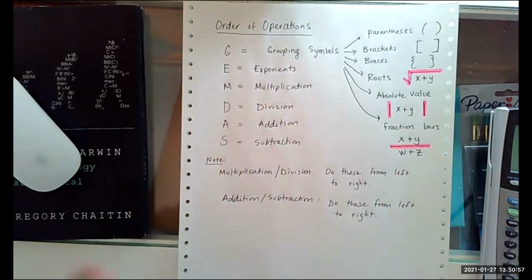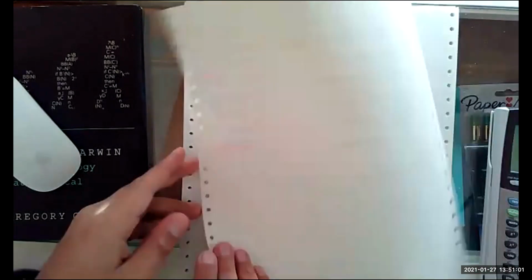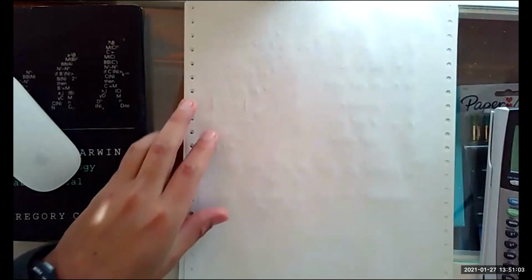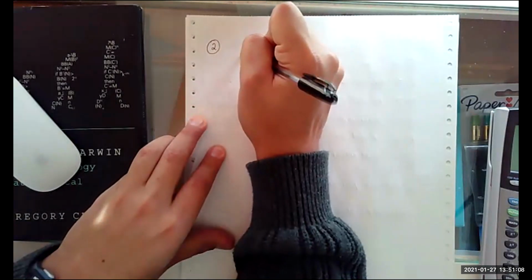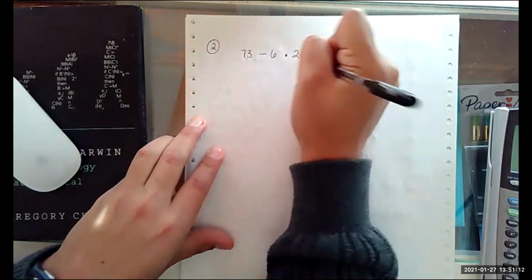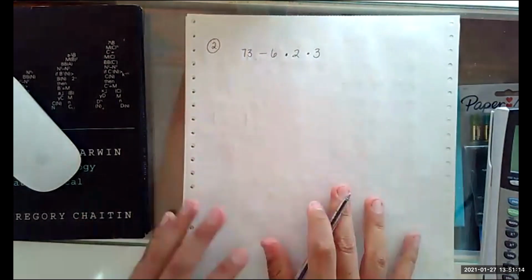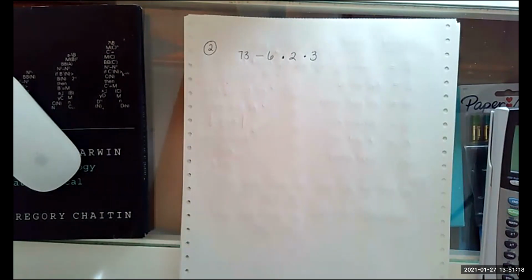Okay. So let's do another problem. Let's look at this one: 73 minus 6 times 2 times 3. All right, so just take a moment to try to solve that one.